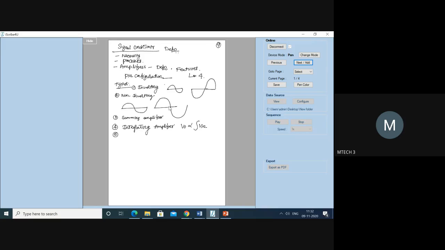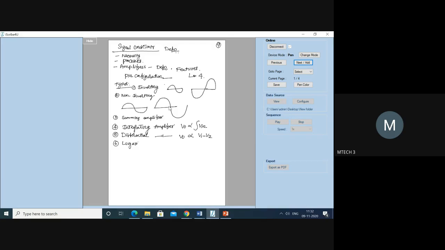Then fifth one was what? Differential amplifier. In differential amplifier, the output is going to be what? Proportional to the difference between the two input voltages, sir. Difference between the two input voltages. Then sixth one was the logarithmic amplifier.